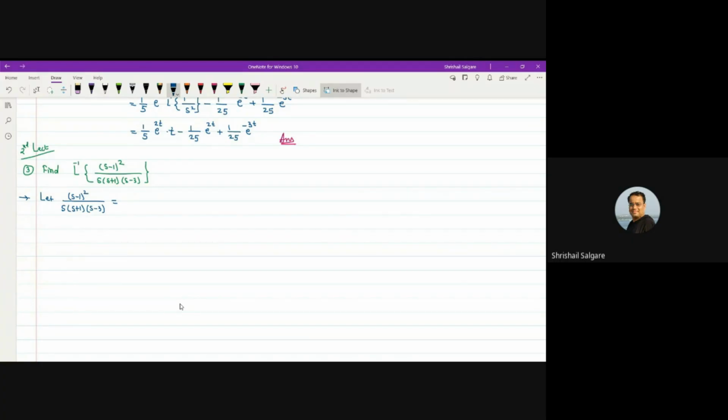Now this can be represented as a upon s plus b upon s plus 1 plus c upon s minus 3.